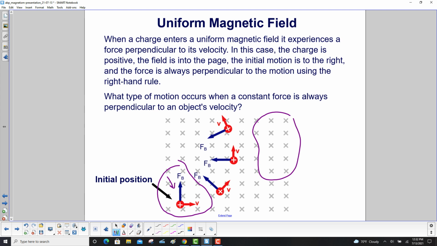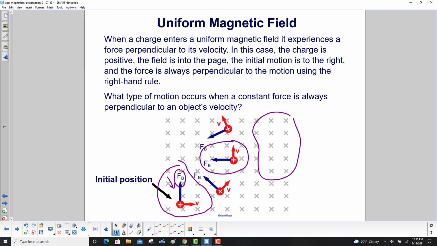You put your four fingers in the direction of the velocity, face your palm into the page, and curl your fingers if you'd like, and then your thumb is pointing in this direction. That tells you the magnetic force. You can do that for all these positions. Let's take this position over here. Four fingers go straight up, palm into the page, curl your fingers, and where's the force? To the left, just like it shows.